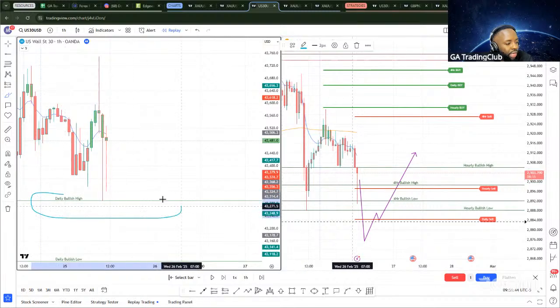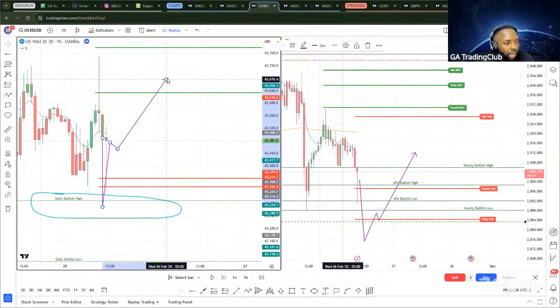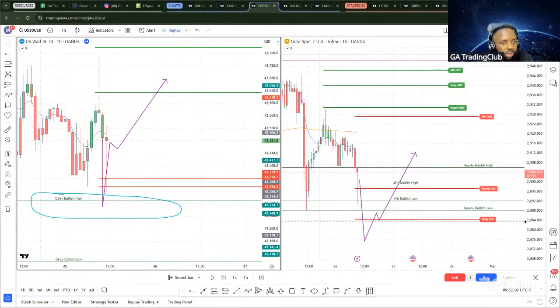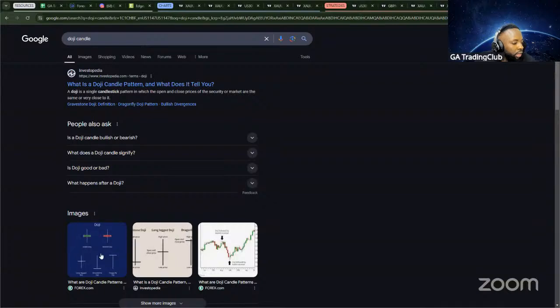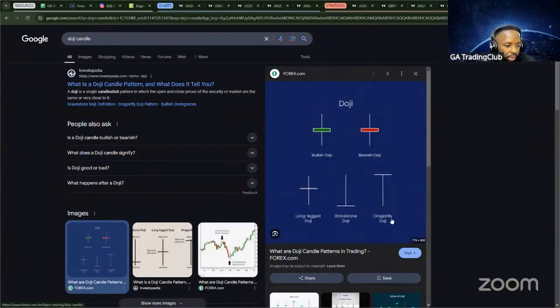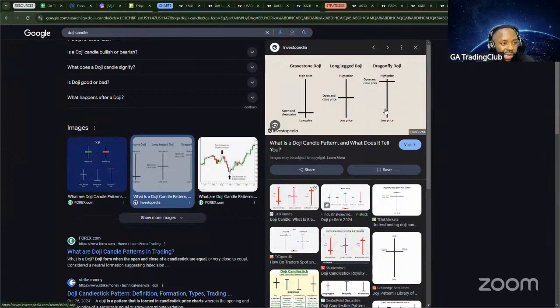We already know here that we have a daily bullish high order block. And also we can tell that price rejected. Price came down here, rejected from that daily bullish high order block and went back up, right? And then when it went back up, it created this, and let me just look up if it's actually a doji candle. Let's see. It is, yeah, doji, dragonfly. So it's like a dragonfly doji.